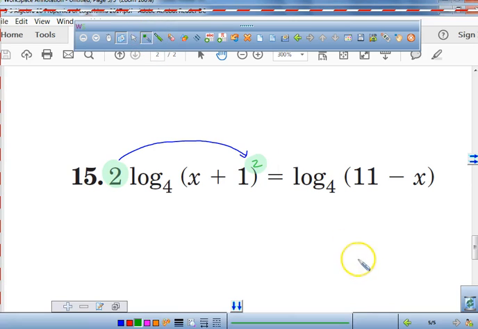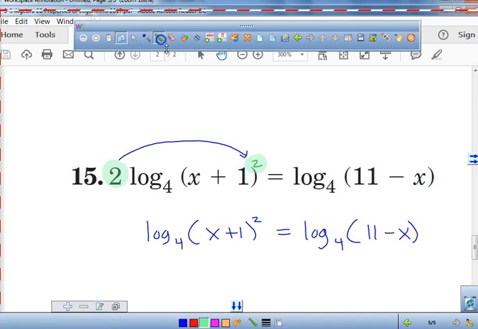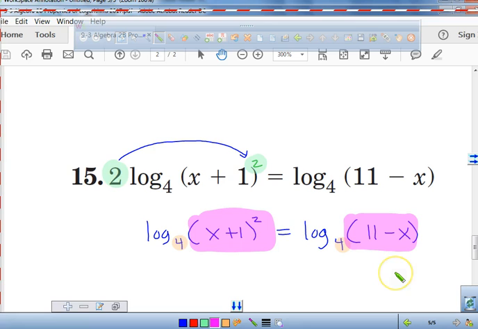All right. So now you have log base 4 of (x plus 1) equals log base 4 of (11 minus x). Hey, sweet! That's a 4. That's a 4. That means all of this guy right here has to equal all of this guy right there.